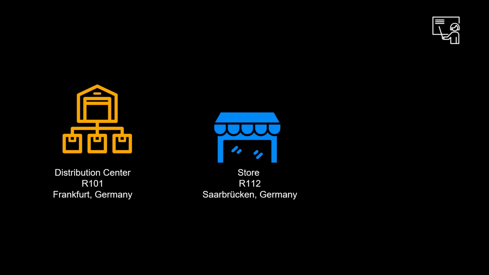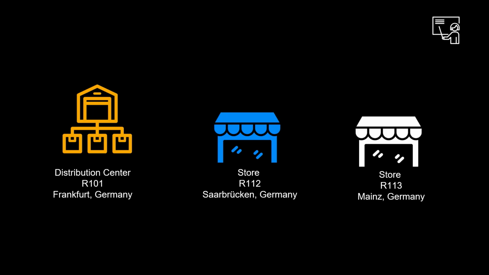In our demo, we run a small retail chain. Our distribution center, R101, is located in Frankfurt. We have two stores, R112, located in Saarbrücken, and R113, located in Mainz. For simplicity, we will use one product only, MRMDCDART1.